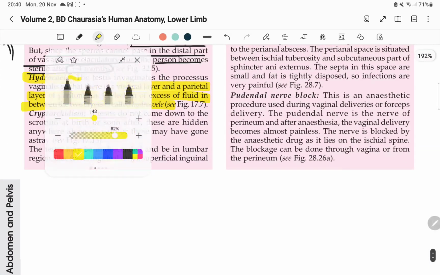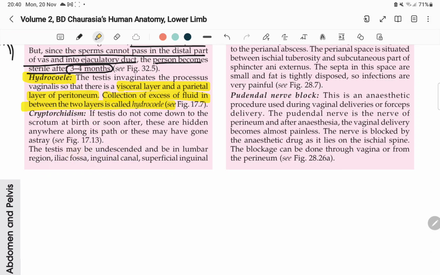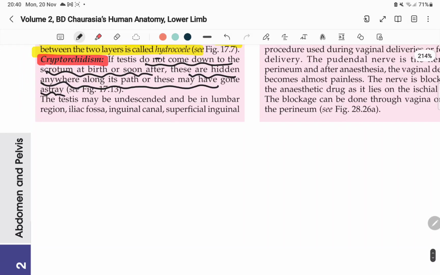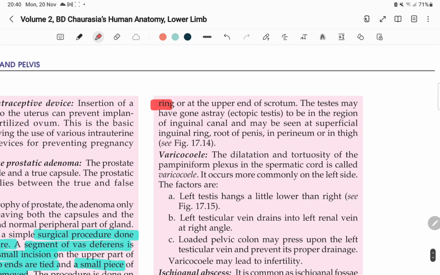Then we talked about cryptorchidism. Cryptorchidism is the undescended testis. The testes do not come down into the scrotum at birth or soon after. These are hidden testes, and the path has been deviated. The testes may be undescended and may lie in the lumbar region, the iliac fossa, the inguinal canal, the superficial inguinal ring, or at the upper end of the scrotum. This phenomenon is called ectopic testis.